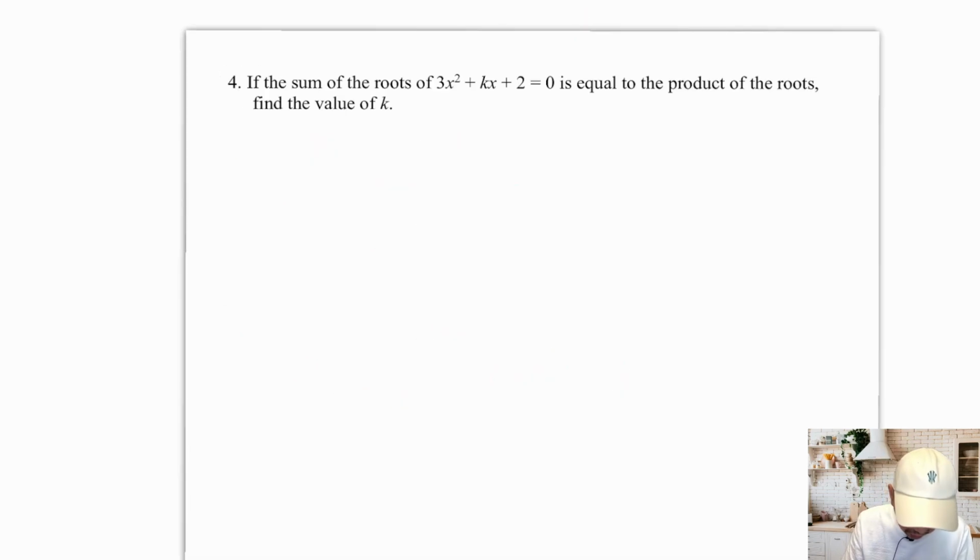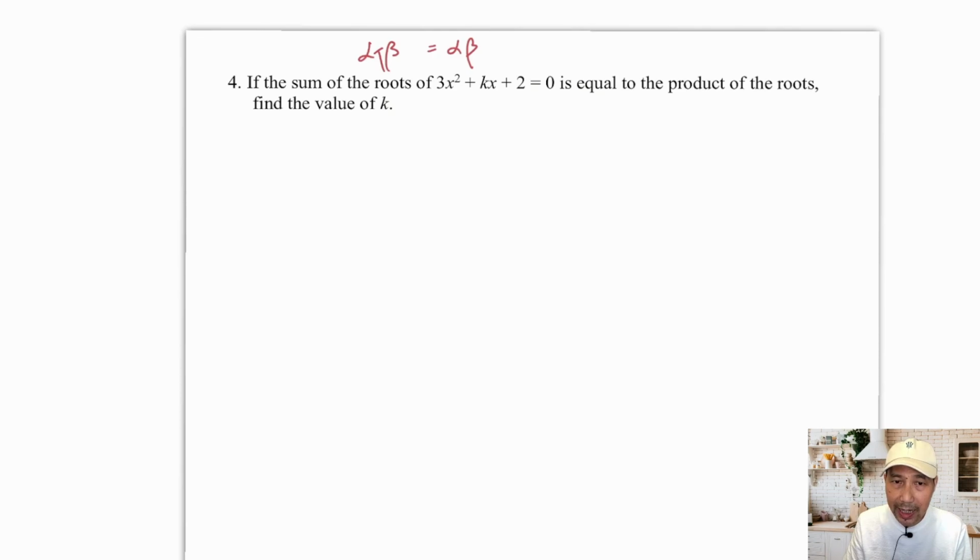Okay, in question 4, if the sum of roots of this equation is equal to the product of roots. Okay, the information given by the equation is that. Find the value of k.